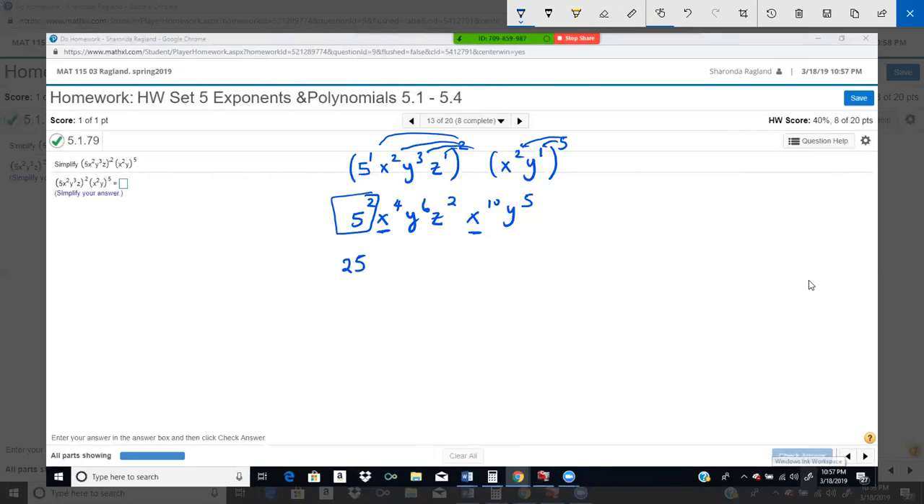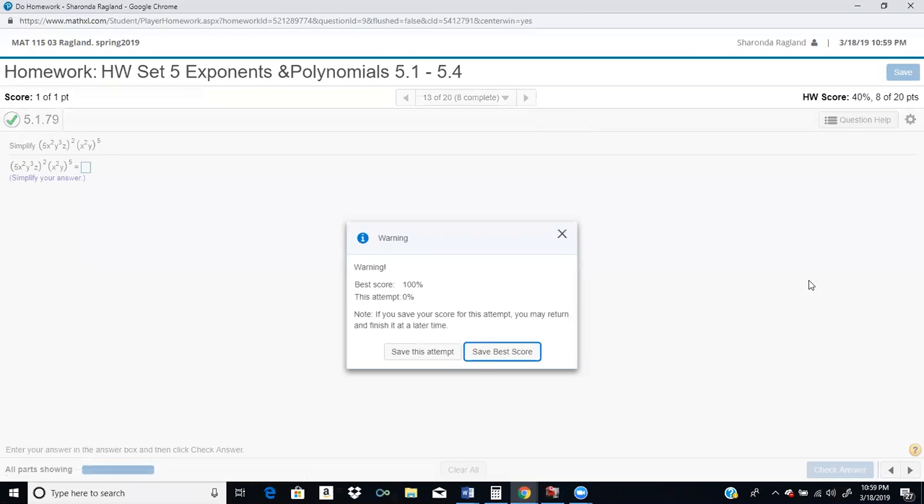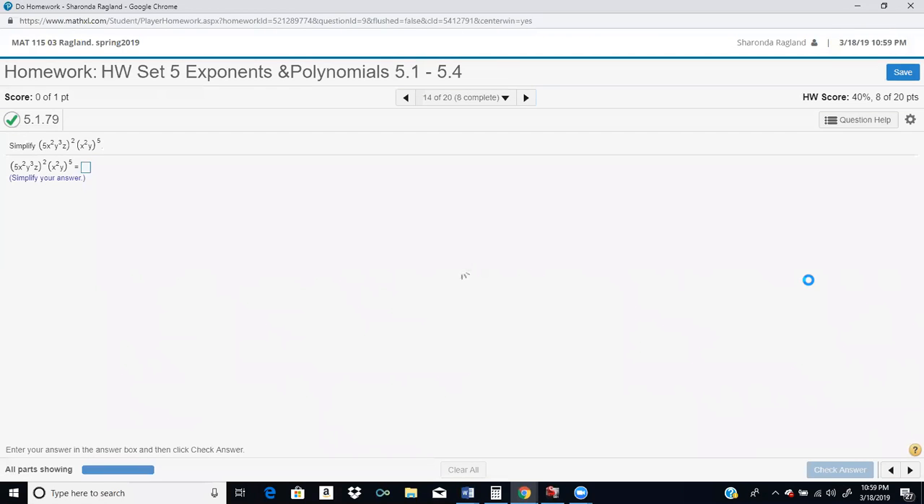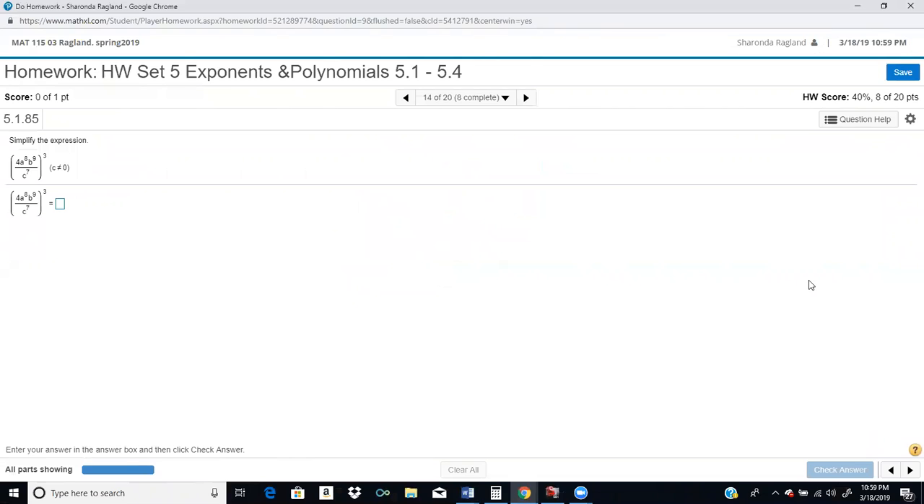And then x to the 4th times x to the 10th, that's applying the product rule. And so we add the exponents, so that's x to the 14th. And then we have y to the 6th and y to the 5th. So we get y to the 11th, and then we can bring down the z squared. And so this is your answer.